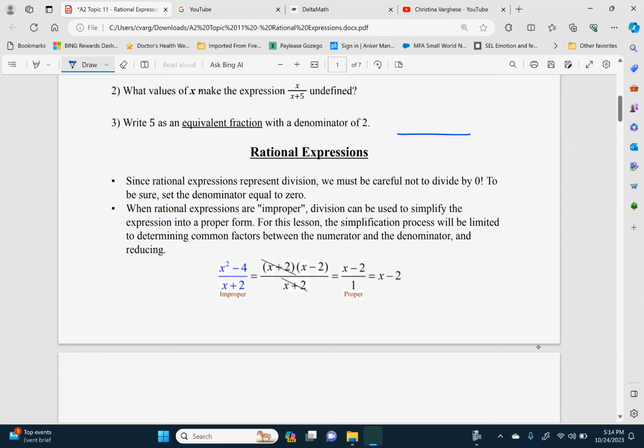So if you have x squared minus 4, you can never cross this out, okay? And you can never go like this. So you factor the top, x plus 2, x minus 2. The bottom is just x plus 2. These cancel out. You're left with x minus 2 over 1. If there's anything divided by 1, it's just itself. So our final answer is just x minus 2, okay?